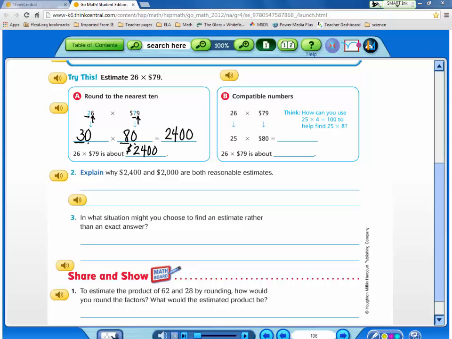Another way to look at it is using compatible numbers, and compatible numbers are just numbers that are easy for us to work with. Many of us work with the number 25, especially when we think about money. So if we take a look at this problem, they said that 26 is close to 25 and that 79 rounds to 80. So if we think about 8 quarters, we would have 200 and then we would add a 0. So this estimate is 2,000. It's just another way to look at estimating instead of using rounding, although most of you will probably use the rounding method as you work on your schoolwork.